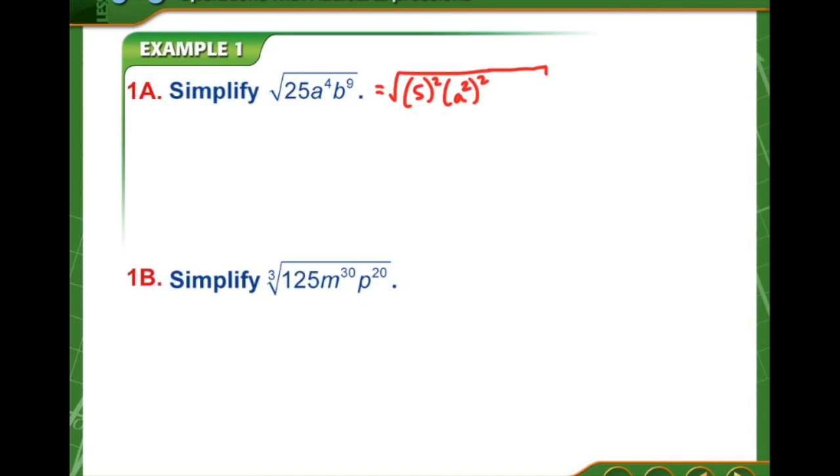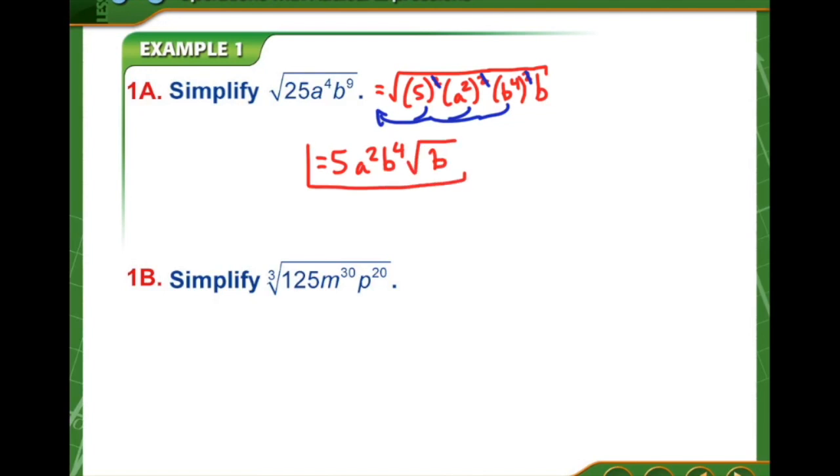So b to the ninth is the same thing as b to the fourth, squared, times an additional b. That one b on the outside is going to be left inside, because now we can get rid of all of these squares and move all three of these out. So then we now have our final answer of 5a squared b to the fourth times the square root of b. And there's our simplified answer.